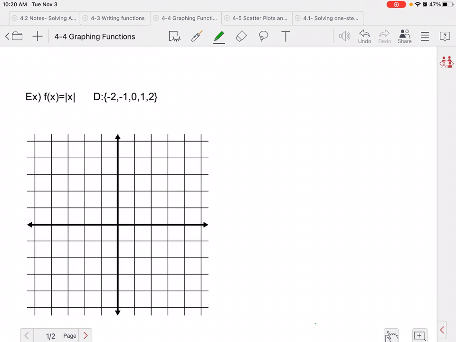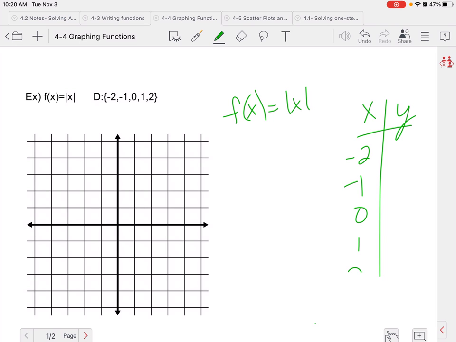So again, we have our f of x function, and that's okay. It's just a notation. We're going to have an x and y table here. So we're going to have -2, -1, 0, 1, and 2. A lot of times when we're choosing points, these are the most common points to choose. So if they don't give you x, you can go ahead and pick these as your numbers, okay?